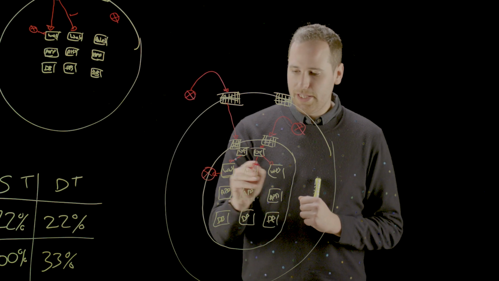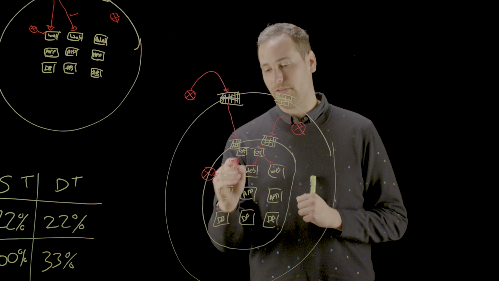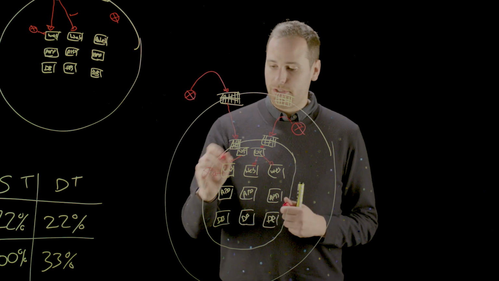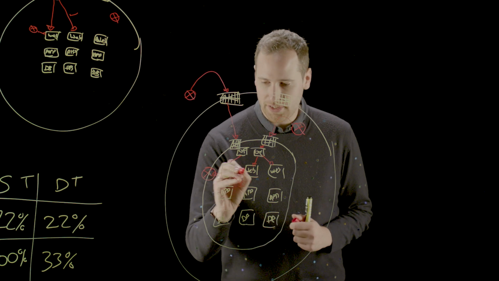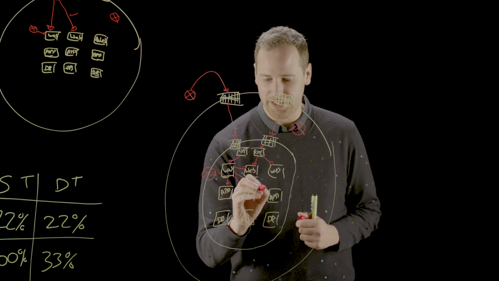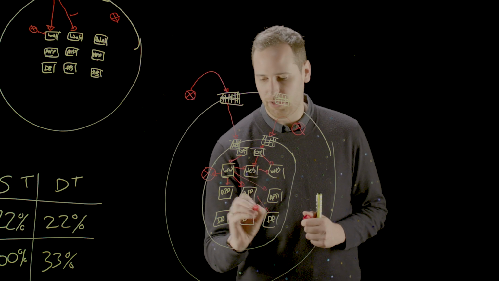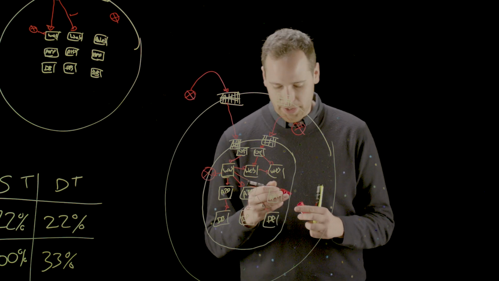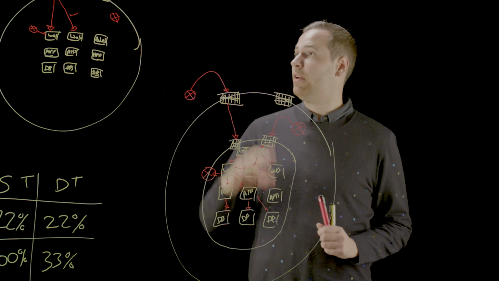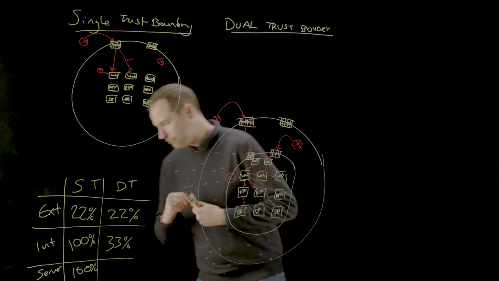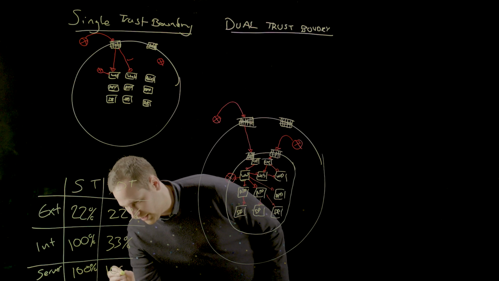As you can see, there are no security boundaries between these different virtual machines. So as soon as that user manages to compromise that server, they have full accessibility again across the whole environment. That takes us back up to 100%, very similarly to the single trust model. So we've got 100% here.